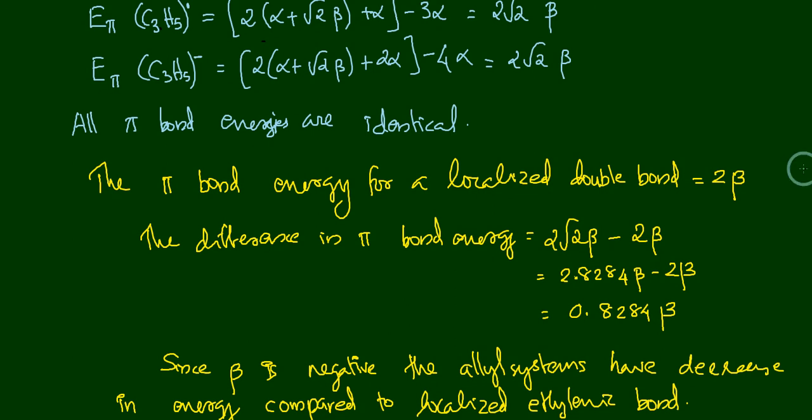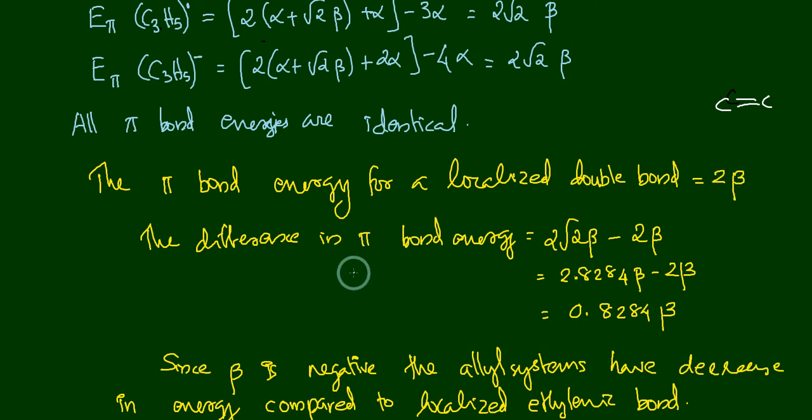Now, the pi bond energy for a localized double bond, we already know this. Pi bond energy for a localized double bond is equal to 2 beta. This we calculated when we learned the Hückel molecular orbital theory for ethylene. If there was a localized double bond, okay, the localized double bond has a pi bond energy of 2 beta, like this, C double bond C, like this.